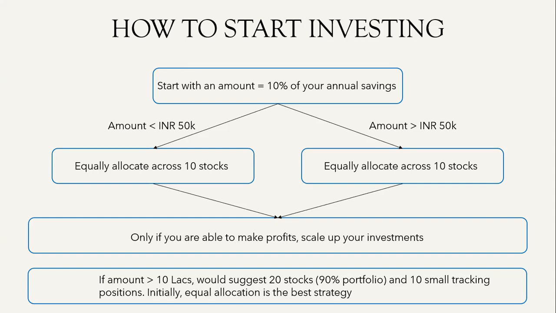Initially, do equal allocation. Let's say there's a person who invests 70% of his money in a single stock, he will stop being able to sleep at night. If you invest 50% of your money in a stock, you will not be able to sleep properly. Have equal allocations, at least have 10 stocks.